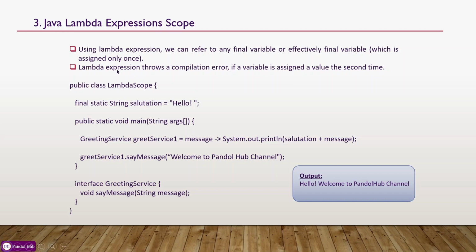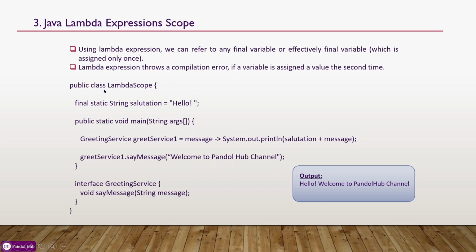So what does this say? A lambda expression throws a compilation error if a variable is assigned a value the second time. So if you're trying to assign a value a second time, it is going to throw a compilation error. What does this exactly say? Maybe instead of the sentences, you'll be able to understand it clearly when we look at an example program.